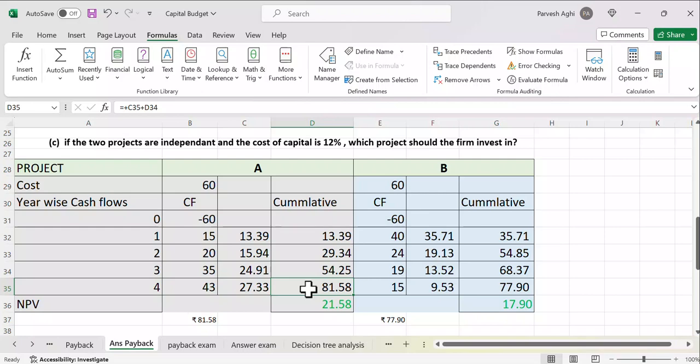So that means you are actually spending 60. You are getting 81. So how much positive you are getting? 21 point. This is NPV. This is net present value. You are getting 21.58.